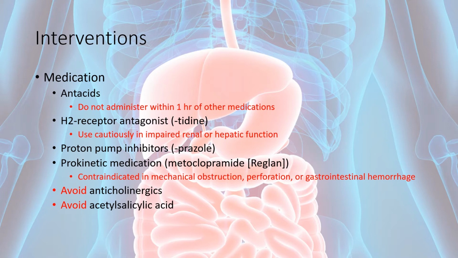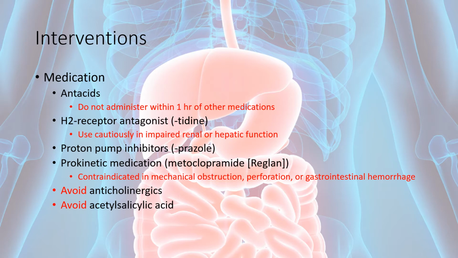Next, the proton pump inhibitors. A great way to recognize these is they end in prazole, like omeprazole. Okay, so this is your Pepcid and stuff like that, and they're going to also decrease your gastric secretions.